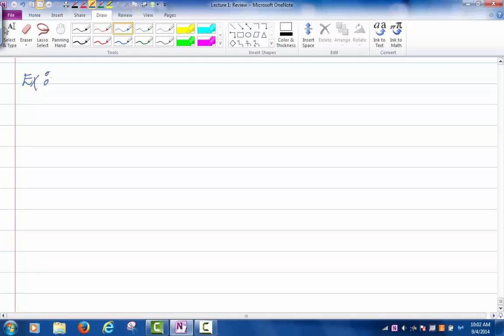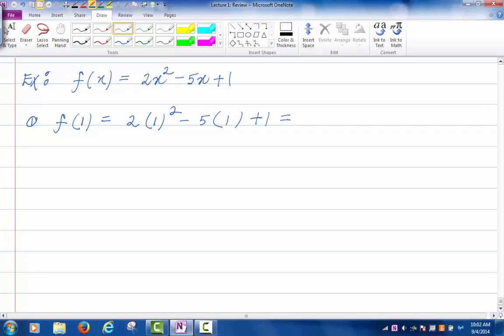examples. Let's say I have a function f of x which is 2x squared minus 5x plus 1. The first thing that, let's say, we are asked to find is, hey, what is the value of f of 1? Well, how do I find the value of f of 1? Well, my formula is given in front of me, right? All I have to do is replace x by what? 1. And so I have 2 times 1 squared minus 5 times 1 plus 1, and that is equal to what?